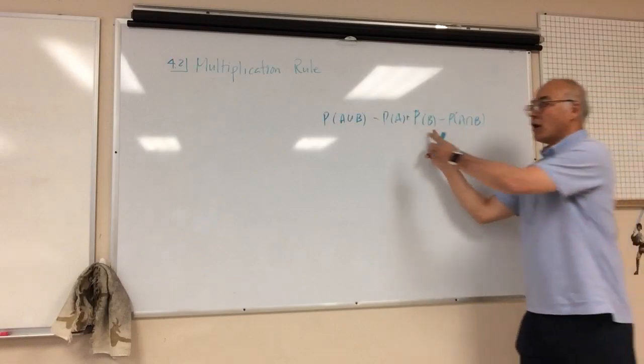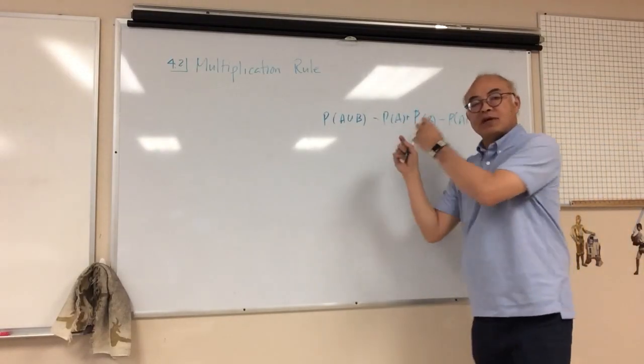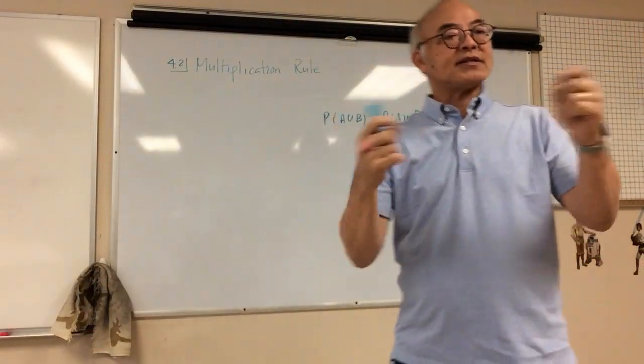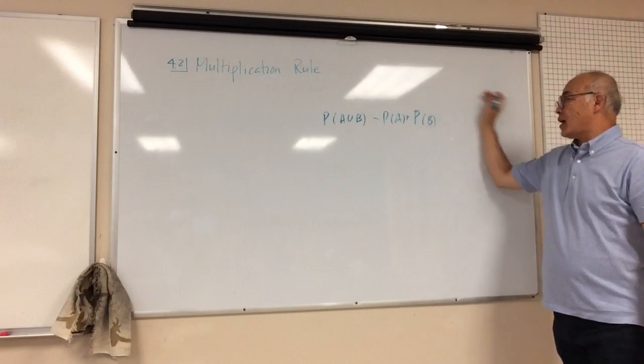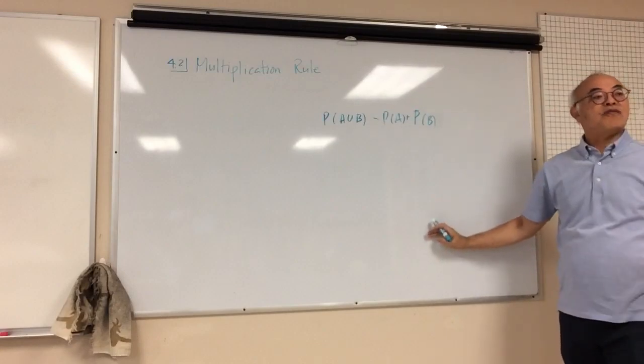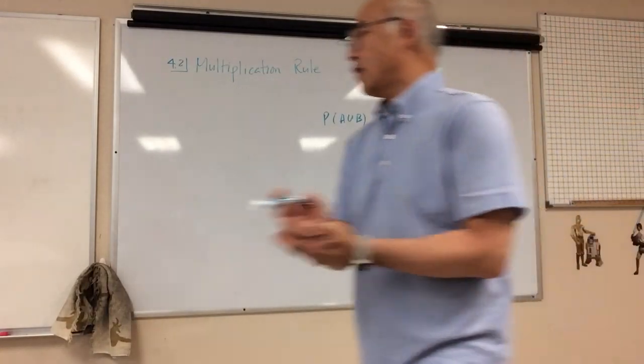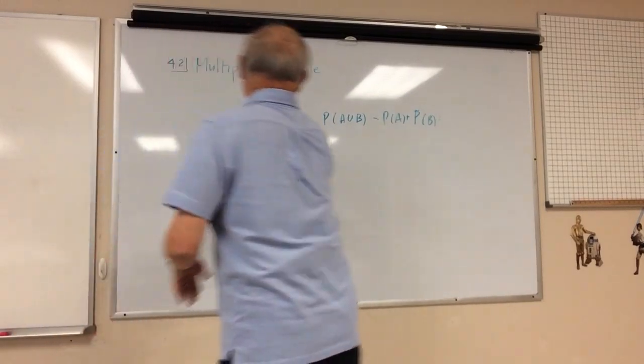If these two are mutually exclusive, that means that A and B cannot happen at the same time. Therefore, this term is 0, it goes away, and this winds up being P(A) plus P(B) if they are mutually exclusive. Okay? All right? So that's how far we got yesterday.